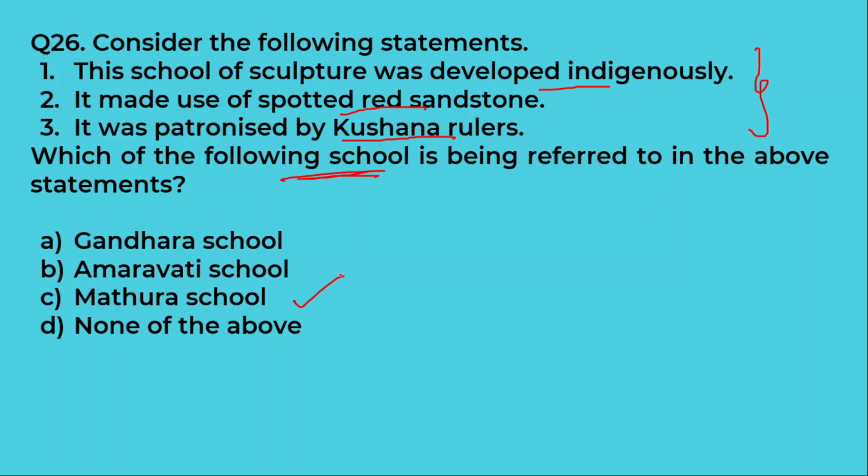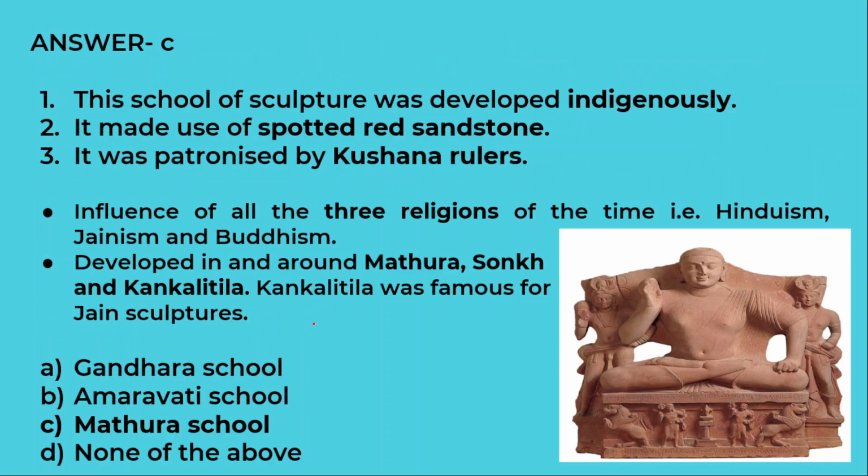Mathura school is the correct answer for this question. So C option is the correct answer. As you can see over here, this school was developed indigenously. It has no influence of external culture and it made use of spotted red sandstone, as you see in the figure, and it was patronized by Kushan rulers.